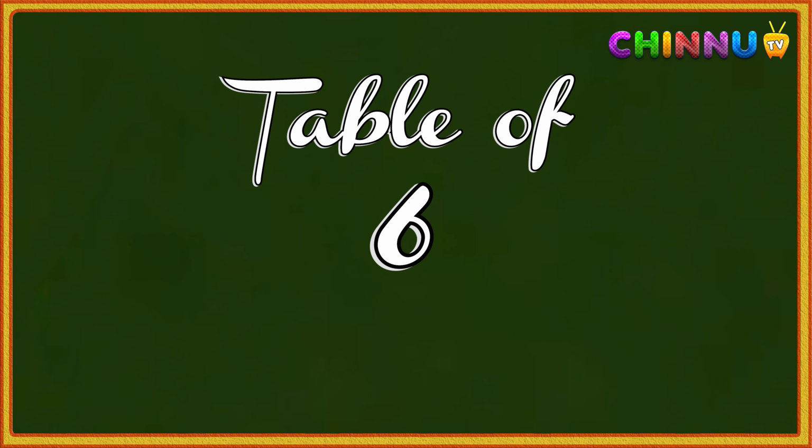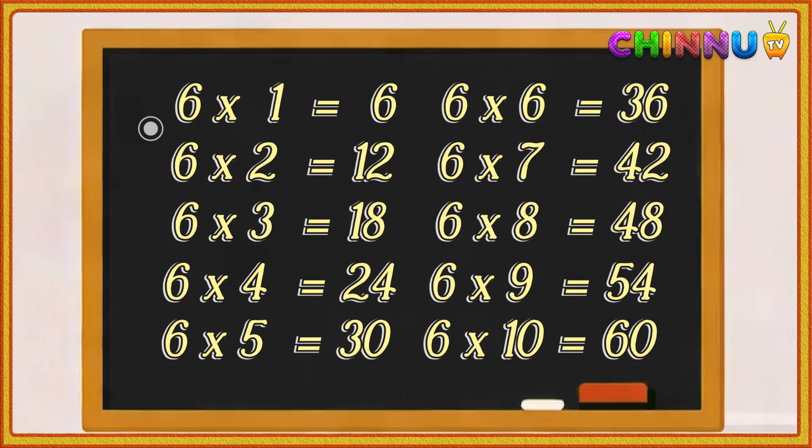Let's learn the table of 6 one more time. 6 ones are 6. 6 twos are 12. 6 threes are 18. 6 fours are 24. 6 fives are 30. 6 sixes are 36. 6 sevens are 42.